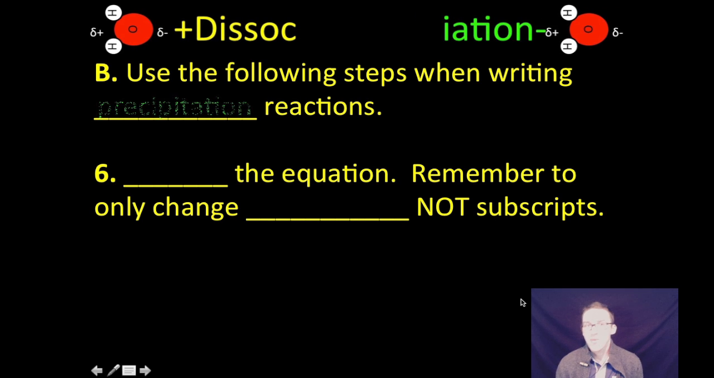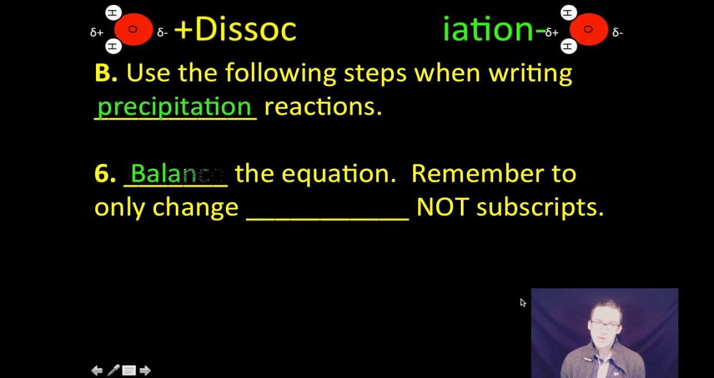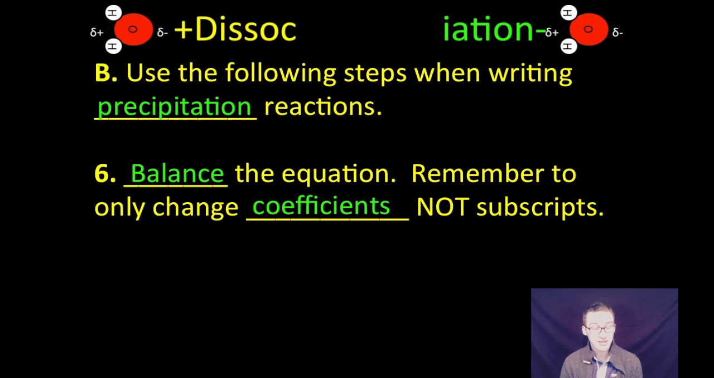And a last important reminder, when you are writing precipitation reactions, once you figure out what has formed the solid, don't forget to always go back and balance your equation. Remember, you're balancing only by changing coefficients, not changing those subscripts. Your nomenclature is always going to take precedence.